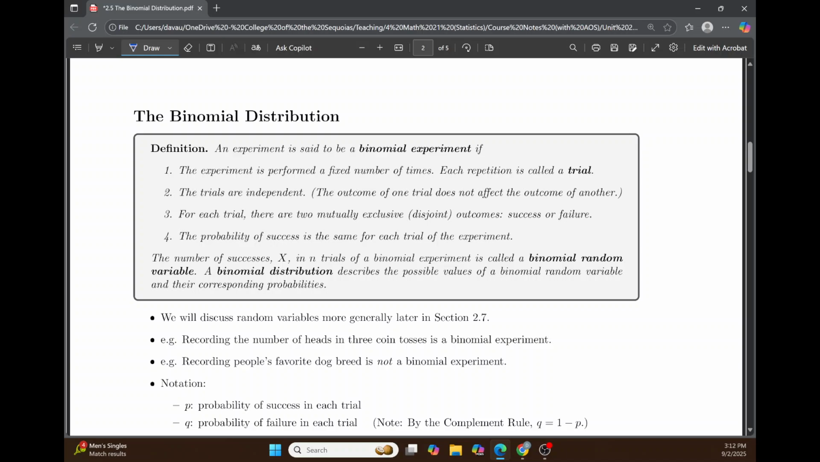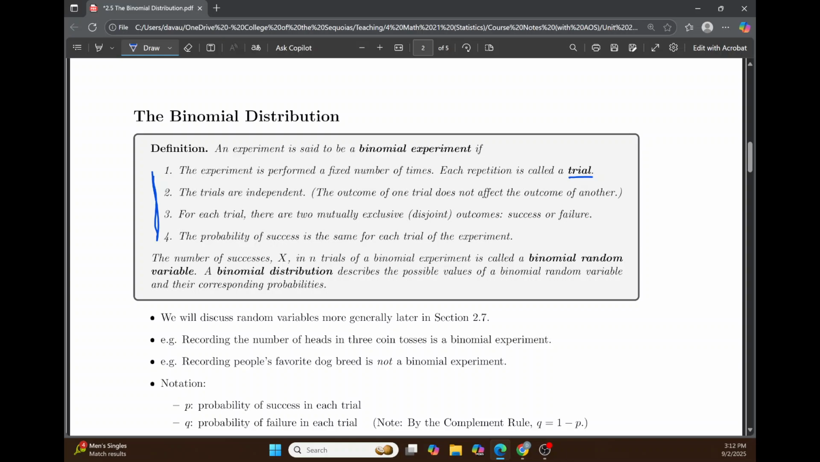An experiment is a binomial experiment if it satisfies the following 4 conditions. Number 1, the experiment has to be performed a fixed number of times. We call each repetition a trial. Number 2, the trials have to be independent. In other words, the outcome of one trial should not be allowed to affect the outcome of another trial. If it does, then the experiment is not binomial.